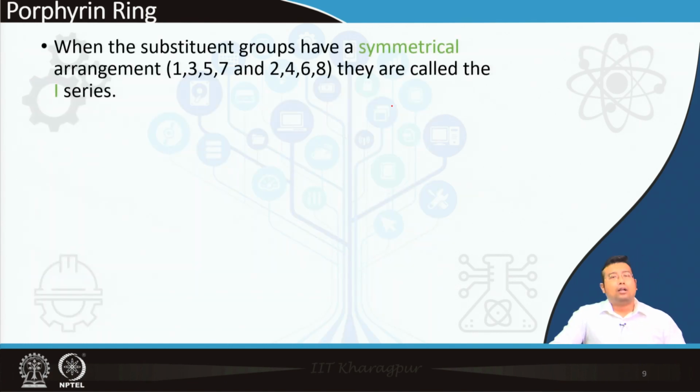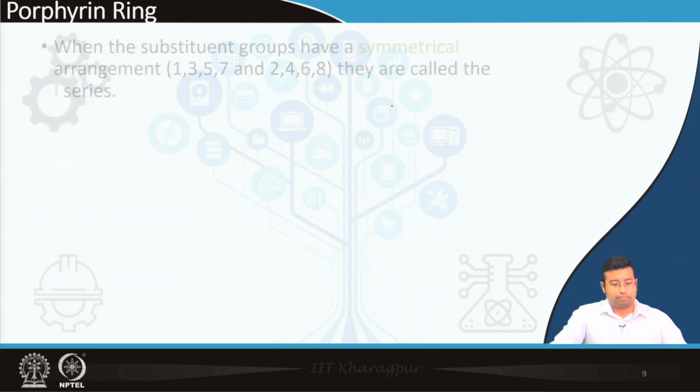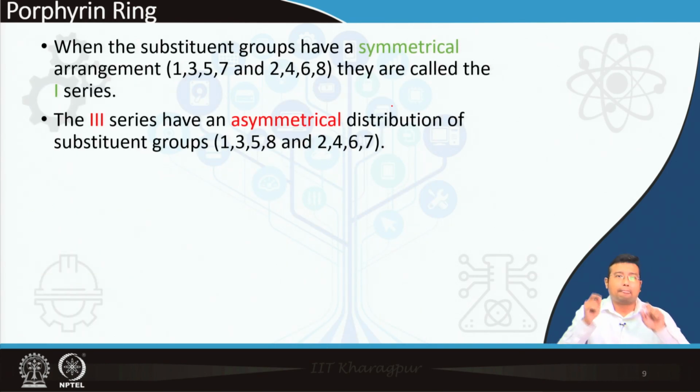So, the porphyrin ring, this is the porphyrin ring, okay. This porphyrin ring is of multiple types, multiple subclasses. The first one, that is type 1, okay, has a symmetrical arrangement of substituent groups. We will be seeing what the substituent groups are very soon.